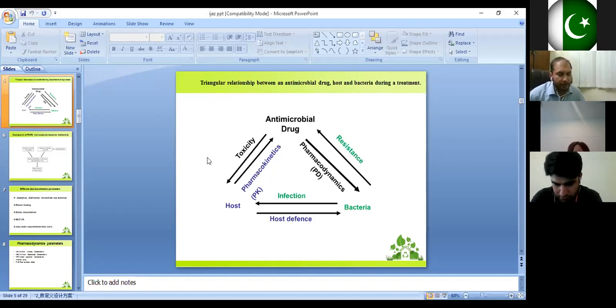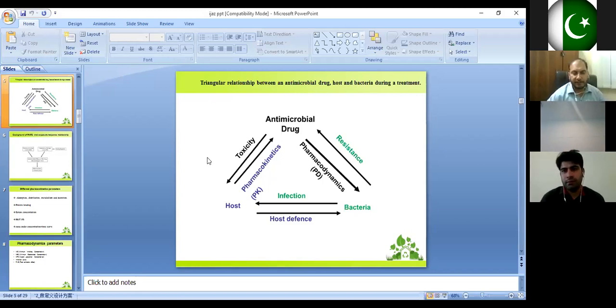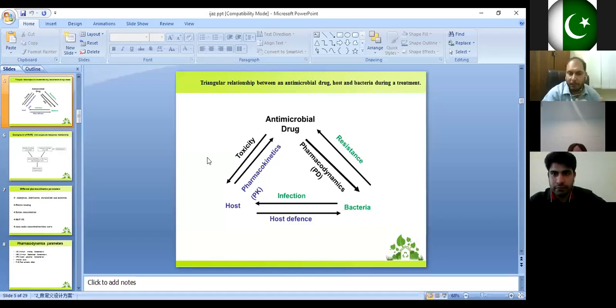On the basis of pharmacodynamics, we should know the efficacy of the drug against bacteria, and due to suboptimal dose or overuse, the resistance is spreading. So when we are not using the optimized dose, the bacteria will produce the resistance. So this is the triangular relationship between these factors, and the whole summary is included in this slide, because these three are interrelated.